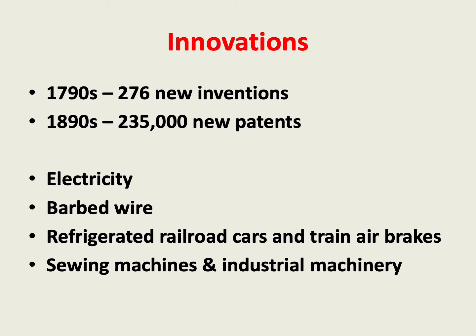In the 1790s, there were only 276 new inventions in the United States that were registered for patents. 100 years later, in the 1890s, the period we're looking at here, there were about 1,000 times as many inventions, or 235,000 new patents. And many of these were related to new uses of electricity, from the electric light bulb to electric generators, electric pumps, all sorts of devices.